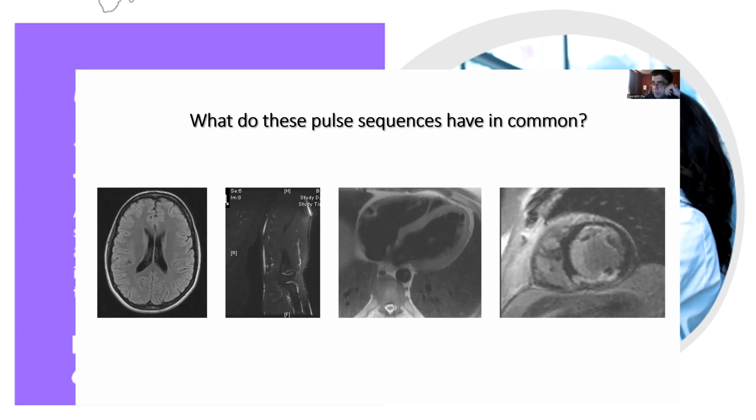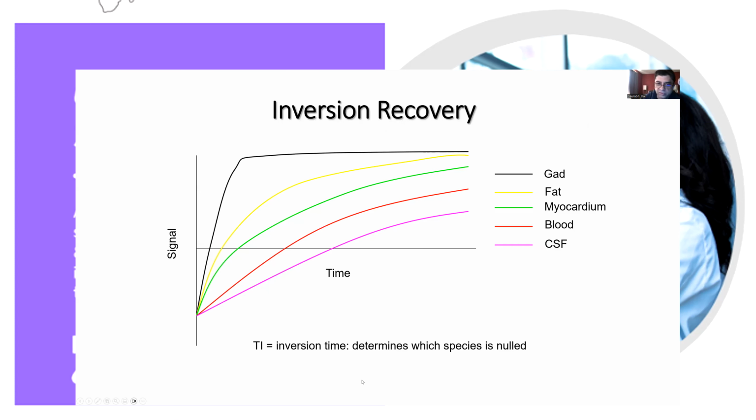Before I get to that, let's look at these four images. They all have one thing in common. What is that? This is a FLAIR. This is STIR. This is what we call the double inversion recovery. It's not your usual spin echo. And this is your inversion recovery to suppress myocardium, late gadolinium enhancement. So this is an inversion recovery.